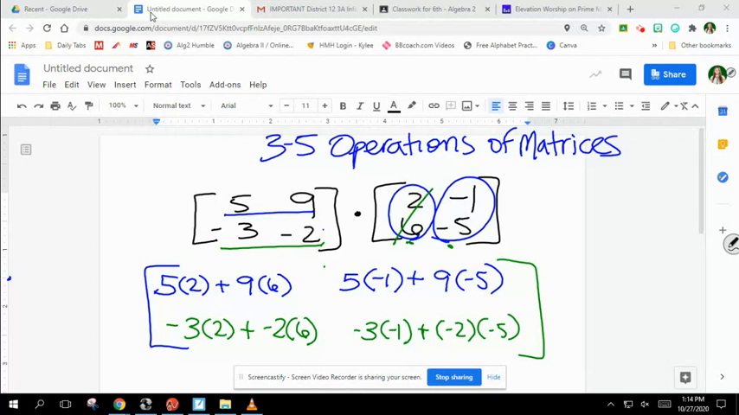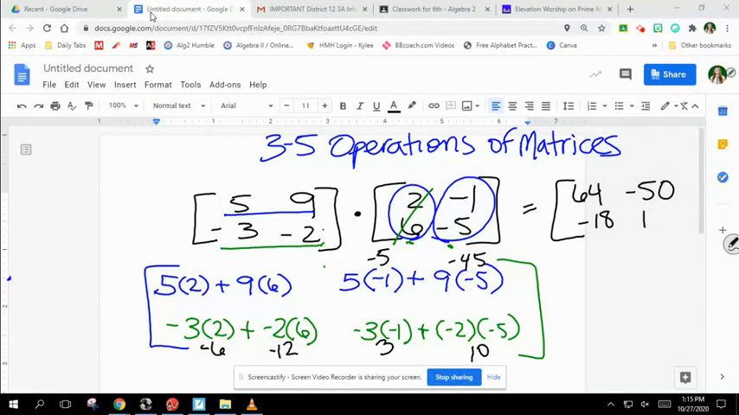And then you just go through and you say 5 times 2 is 10, 9 times 6 is 54, add those together, 64. 5 times negative 1 is negative 5, 9 times negative 5 is negative 45, add that to negative 50. Negative 3 times 2, negative 6, negative 2 times 6, negative 12, add negative 18. Negative 3, negative 1, positive 3. The negative times the negative is a positive 10.